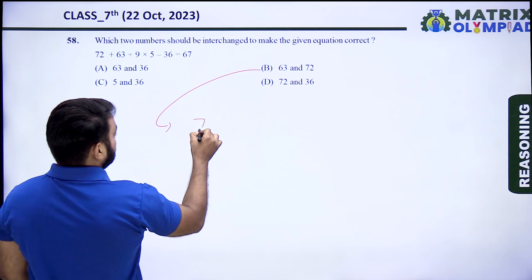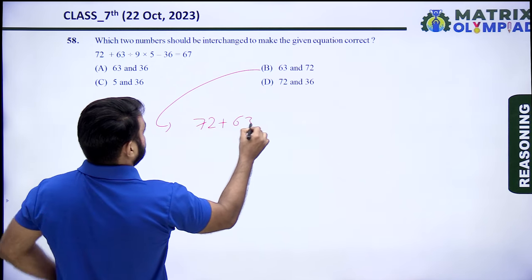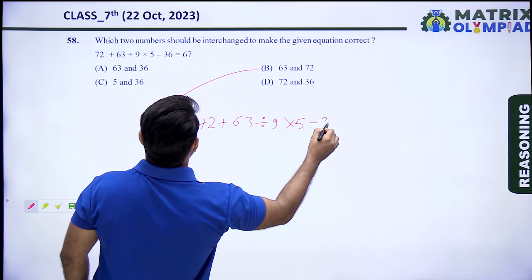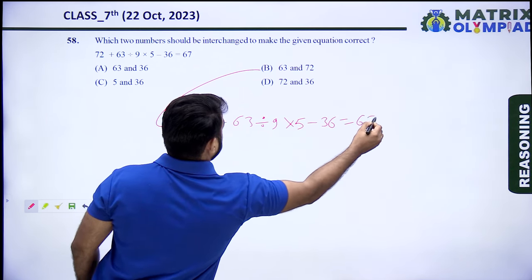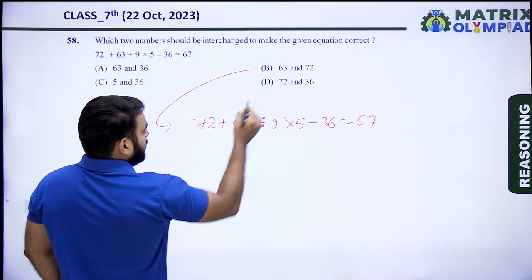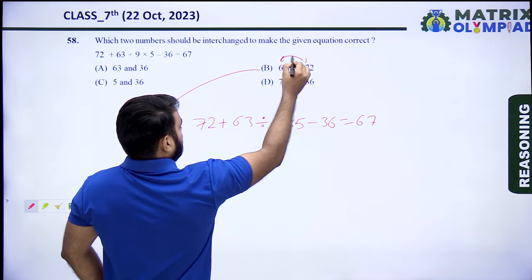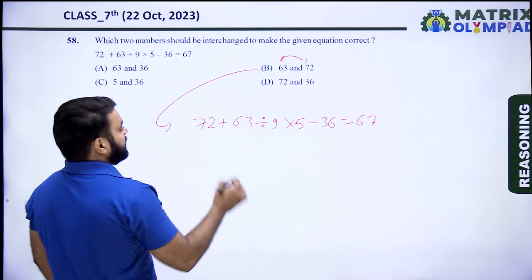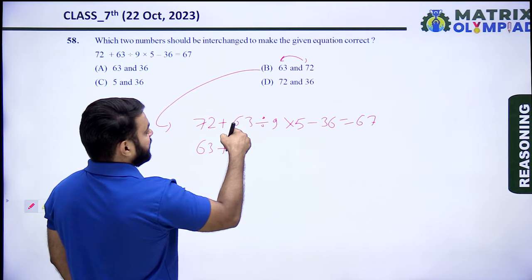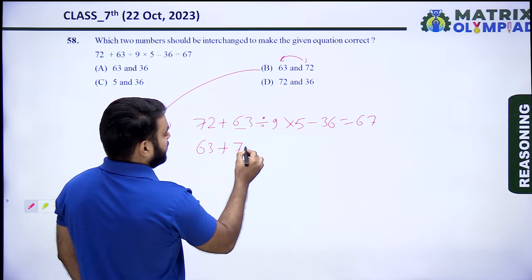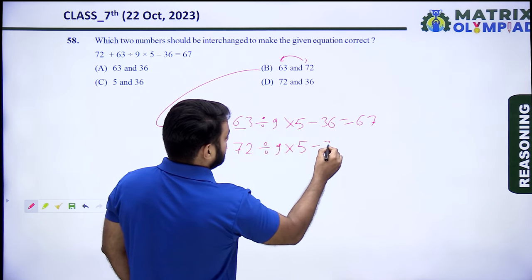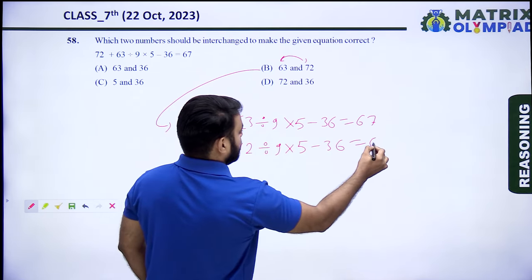So 72 plus 63 divided by 9 multiplied by 5 minus 36 is equal to 67. According to option B, interchange the 72 and 63. So 63 in place of 72 and 72 in place of 63: 63 plus 72 divided by 9 multiplied by 5 minus 36 is equal to 67.